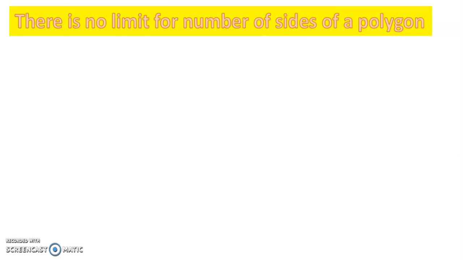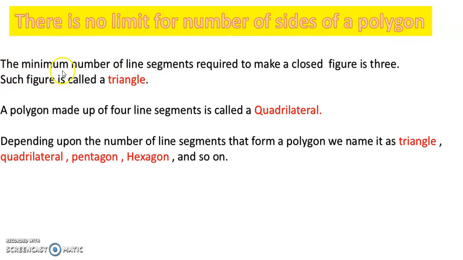Now, let us talk the number of sides a polygon can have. So, there is no limit for number of sides of a polygon. The minimum number of line segments required to make a closed figure is 3. Such a figure is called a triangle. A polygon made up of 4 line segments is called a quadrilateral.